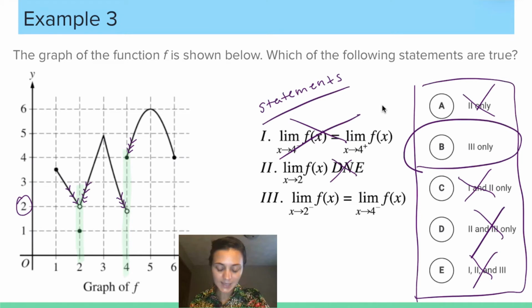So the limit as x approaches 2 from the left equals the limit as x approaches 4 from the left. So let's find those limits. I actually just found the limit as x approaches 2 from the left. We got that right here. It's equal to 2. And then the limit as x approaches 4 from the left is right here. That is also 2. So that is true, which just confirms for us that B is indeed the correct answer.